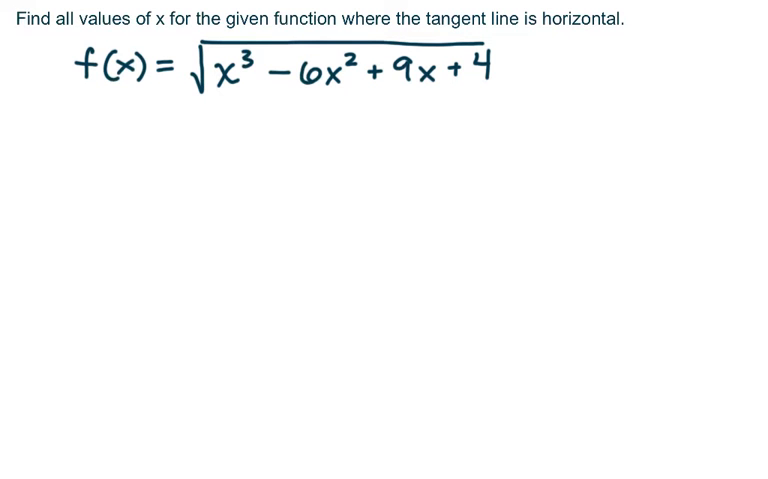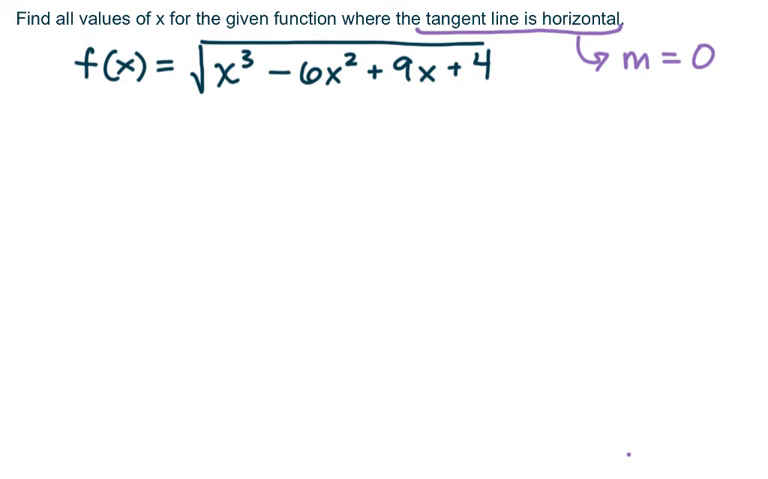In this video, we're going to look at finding the values of x for this given function f of x equals the square root of x cubed minus 6x squared plus 9x plus 4, where the tangent line is horizontal. So we've got a couple of things to think about. First, we're asked to find x values, so we're solving for x, but we're solving for x where the tangent line is horizontal. So what we know about this is that a horizontal line has a slope of 0.